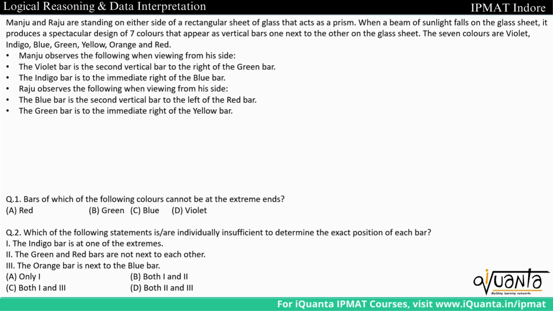The question is, Manju and Raju are standing on either side of a rectangular sheet of glass that acts as a prism. When a beam of sunlight falls on the glass sheet, it produces a spectacular design of 7 colors that appear as vertical bars, one next to the other on the glass sheet. The 7 colors are violet, indigo, blue, green, yellow, orange and red.